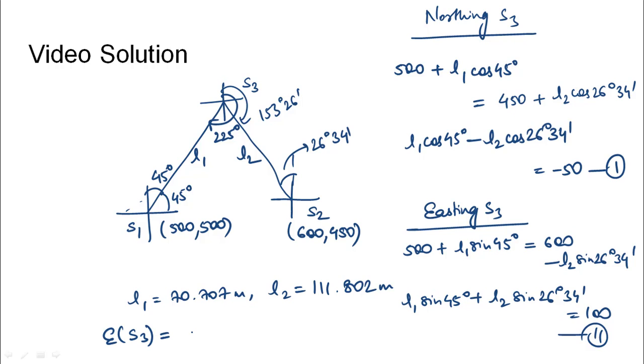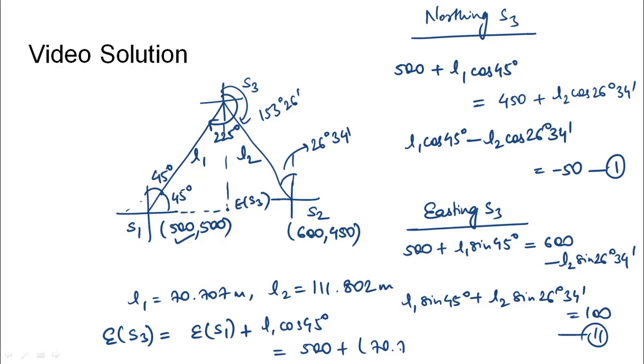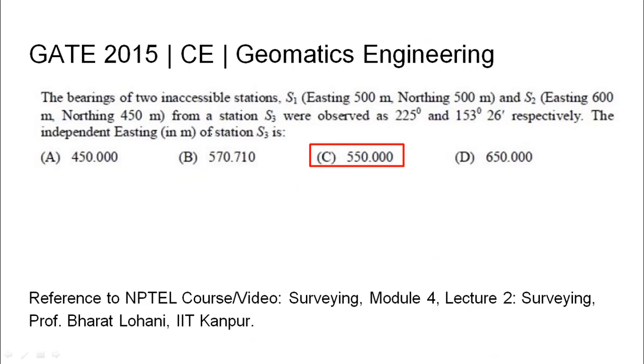Now we need to find the easting of station S3. Using station S1, that would be E of S1 plus L1 into cos of 45 degrees. So we have the easting here, and we extend this by L1 cos 45 to get the easting of station S3. That becomes 500 plus L1, that is 70.707, into cos 45 degree. The value turns out to be 550 meters. So the easting of station S3 was obtained as 550, that is option C.